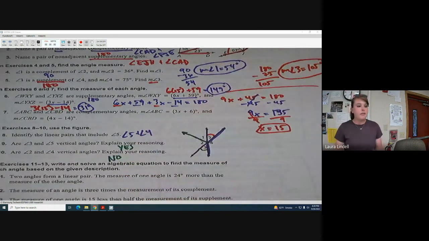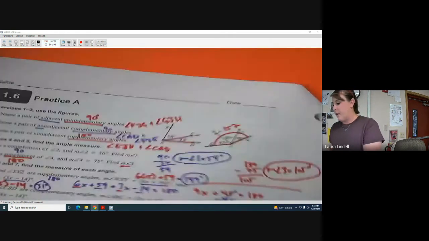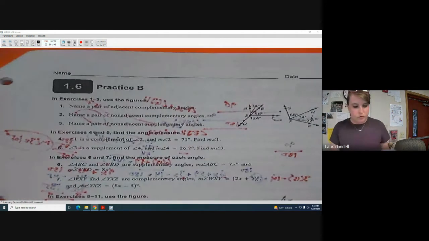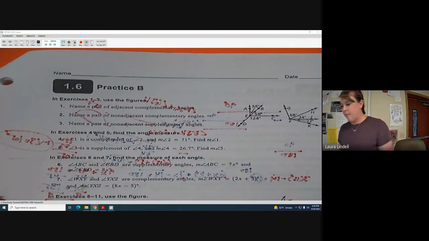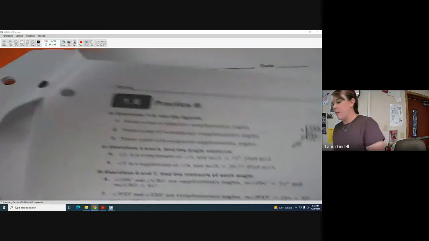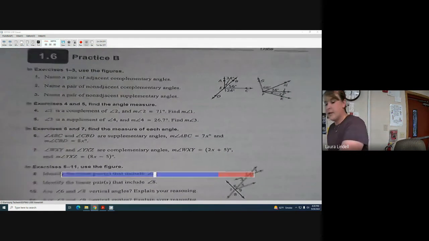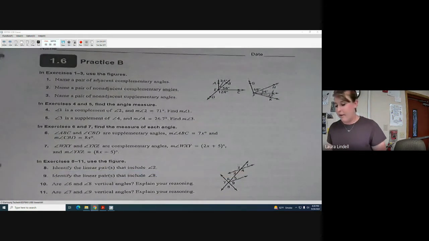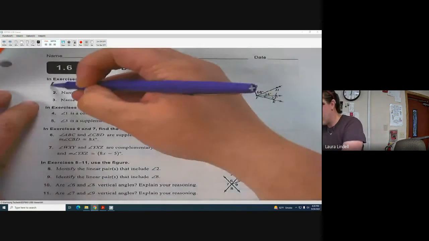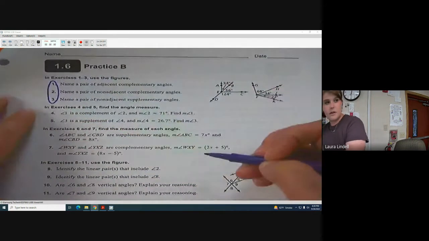Okay, so those are some examples of the types of problems that you're going to encounter on your homework today. If you flip back to the other page, not that page, the practice B page. Looks a little crazy now. Let's see if I can find another copy that doesn't have marker all over. There we go. All right, so if you look at practice B for 1.6, your homework for today is just numbers 1 through 11. So for 1, 2, and 3, you're using these pictures.